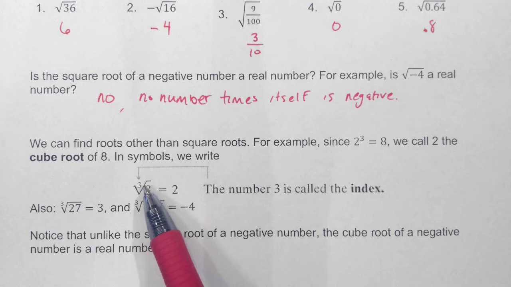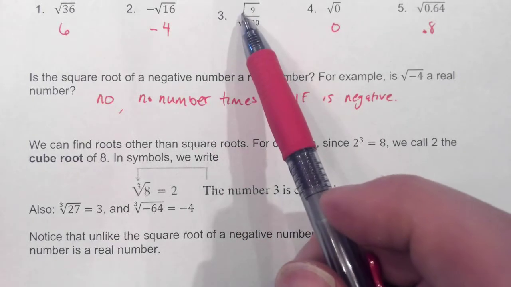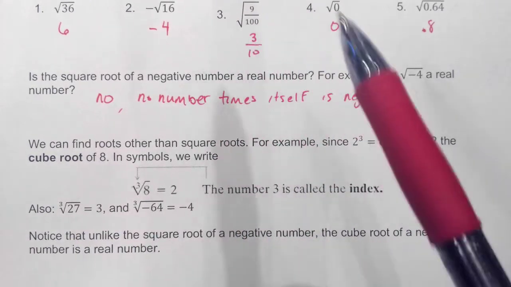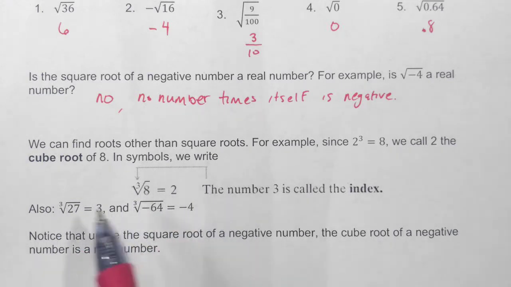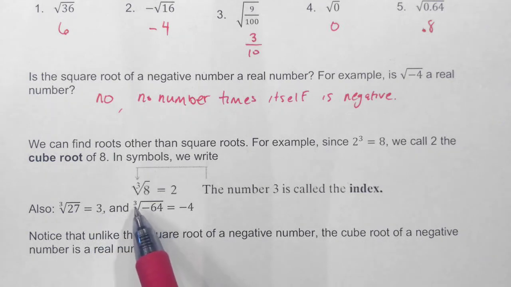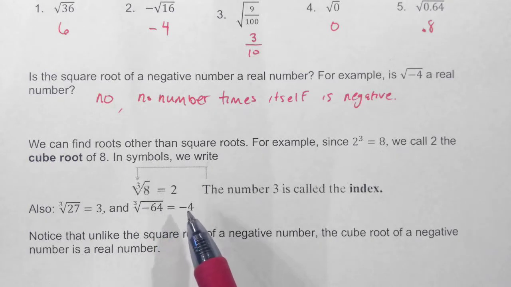We take the square root symbol, and if we're looking for the cube root, we put a 3 for an index. If we're looking for the fourth root or the fifth root, whatever it is, we put the index. The square root really has an understood 2 for an index. We don't put that though. Notice, the cube root of 27 is 3 because 3 times 3 times 3 is 27. And also, the cube root of negative 64 is negative 4.